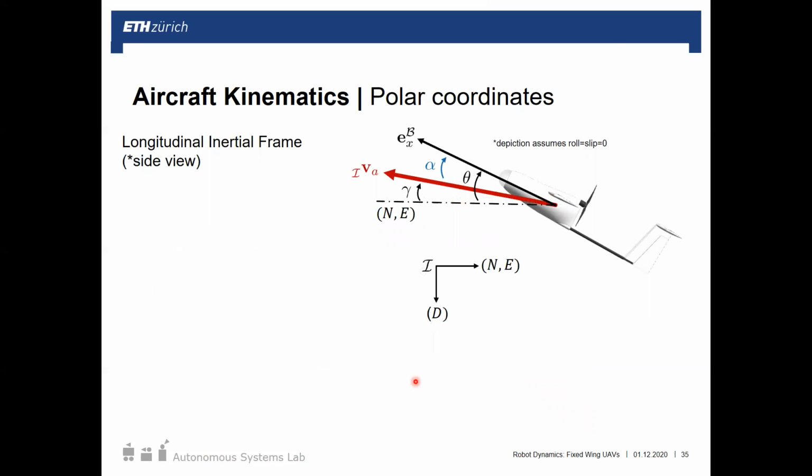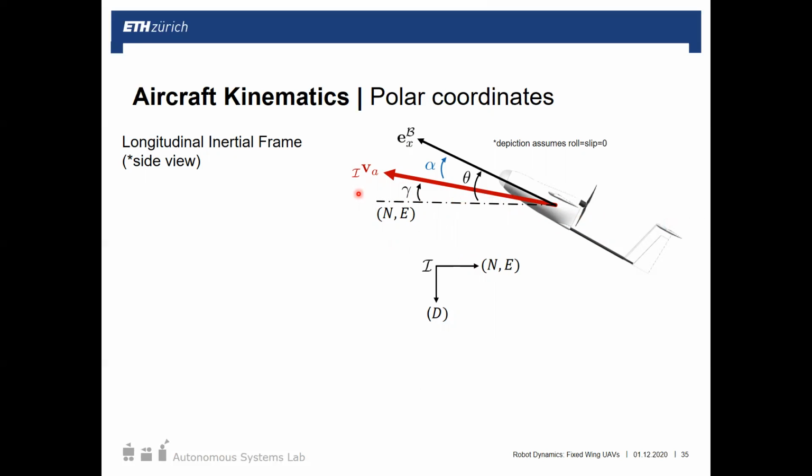Moving on, there's another coordinate frame that is somewhat useful for higher level modeling tasks. Here we're looking at a side view of the plane, so we'll call it the longitudinal inertial frame, and these are polar coordinates. In E, this dotted line is the horizon. This is just the horizontal inertial horizon. It doesn't really matter which direction you're facing, it's just the horizon in general.